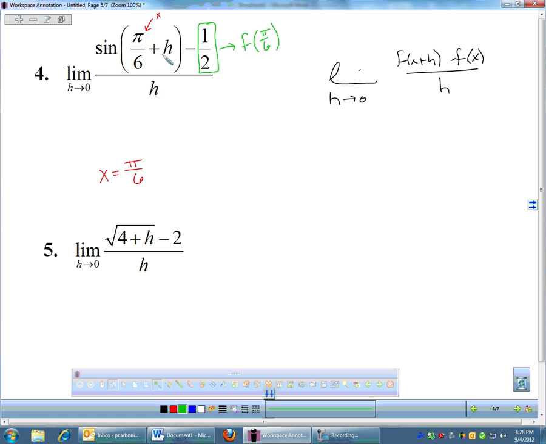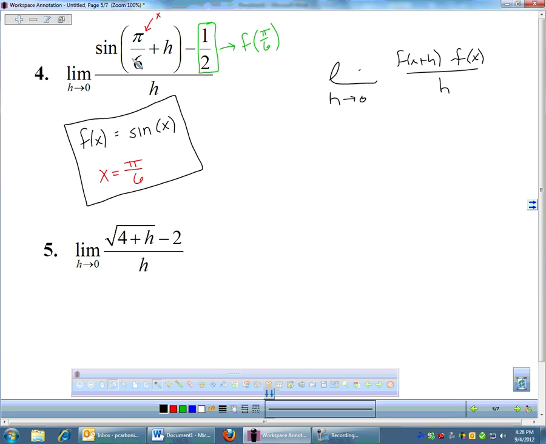And I see sine of some stuff. Let's see, sine of stuff minus 1/2. I'm thinking my function, f of x, is going to be sine of x. And then I'm going to check that real quick. This is supposed to be f of pi over 6. If I plug in pi over 6, sine of pi over 6 is 1/2. So there we go. And again, using the shortcut, now that I know the function and the point of tangency, I know the answer is going to be root 3 over 2.